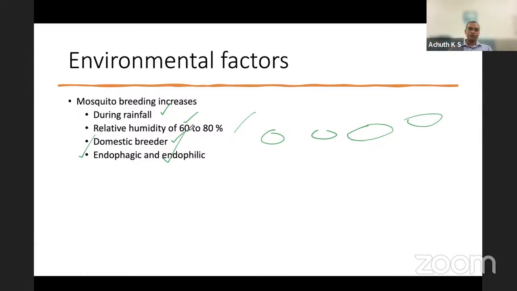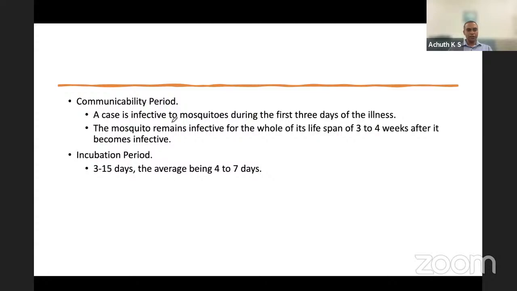Communicability period. If the infective mosquito bites during the first 3 days of illness, the mosquito remains infective for all of its lifespan, that is 3 to 4 weeks after it becomes infective. It is not that the virus dies inside the mosquito; it is evergreen. And the incubation period ranges from 3 to 15 days.